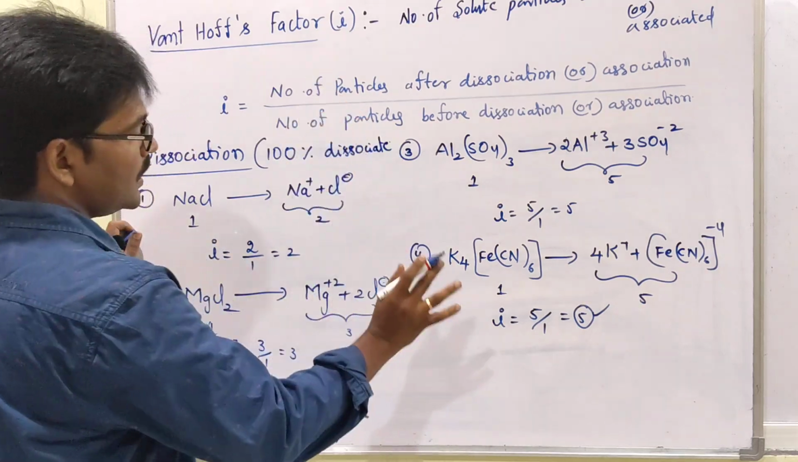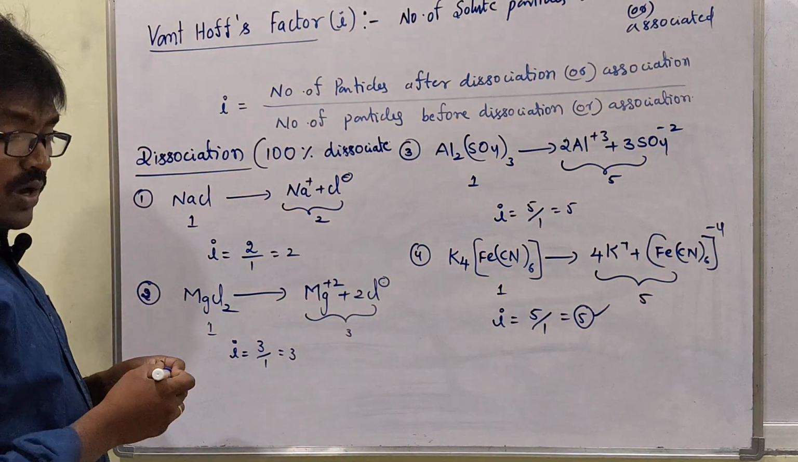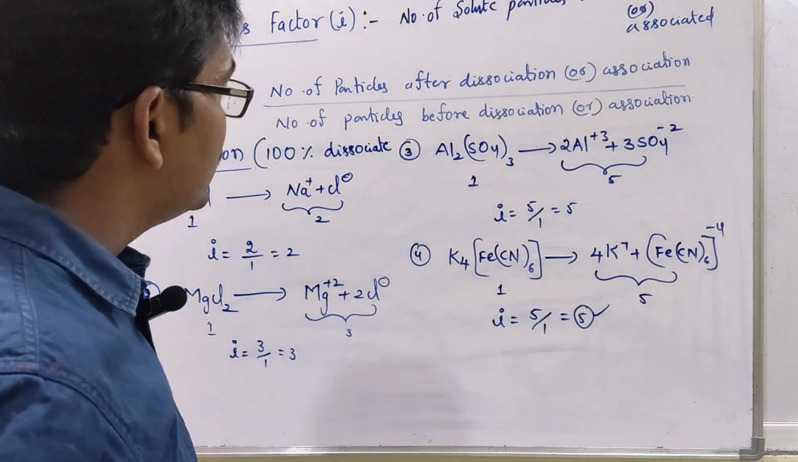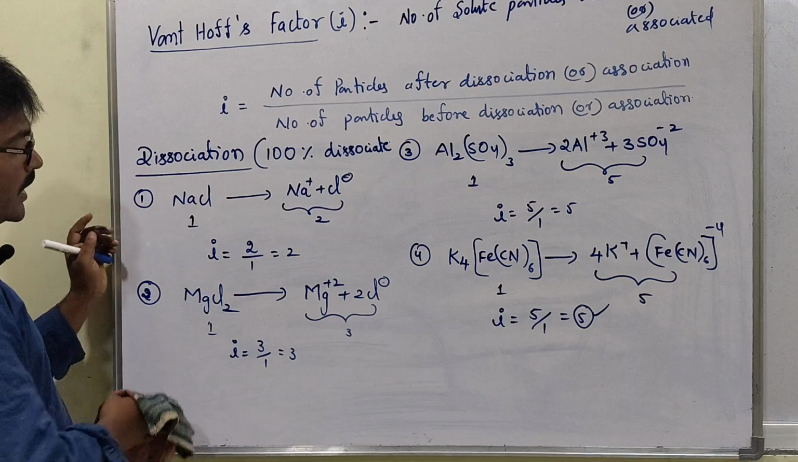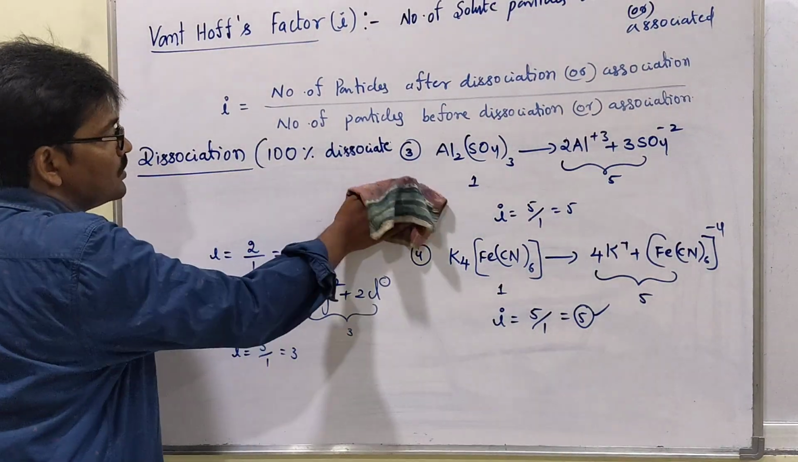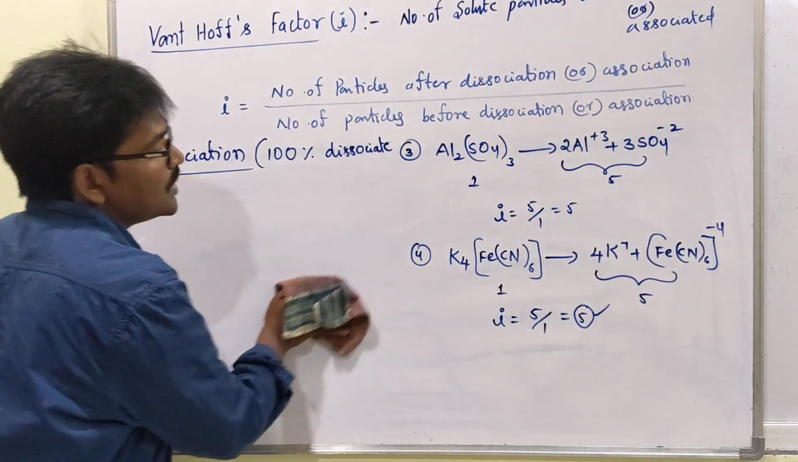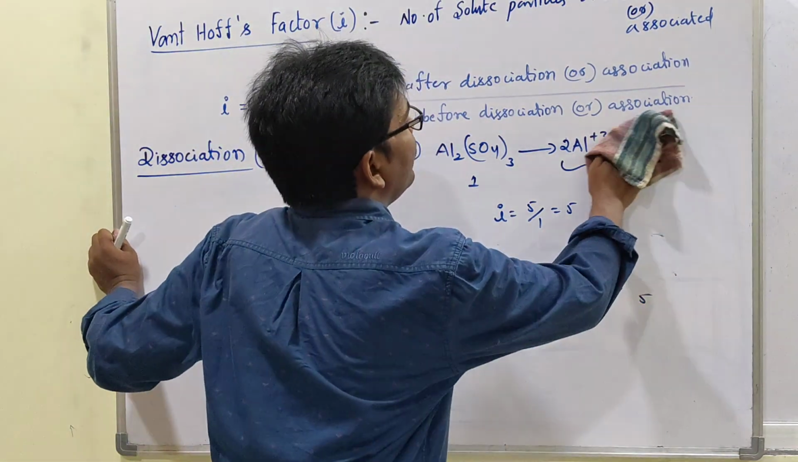100% when it is dissociated, it happens like this. So 100% dissociation అంటే, degree of dissociation ఎంత అవుతుంది? Degree of dissociation nothing but alpha value ఎంత అవుతుంది?